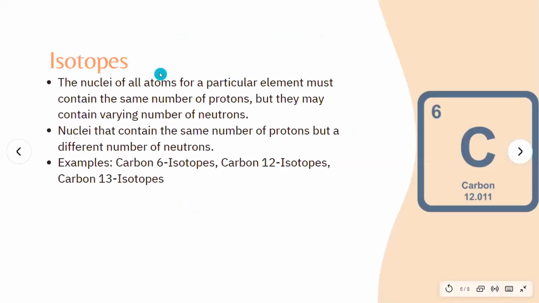So what is an isotope? Isotopes are the nuclei of atoms of a particular element. The nuclei of all atoms of a particular element must contain the same number of protons, but they may contain varying numbers of neutrons, meaning that the mass number is different for each isotope. So they may contain the same number of protons but a different number of neutrons. For example, carbon 12 isotope and carbon 13 isotope.